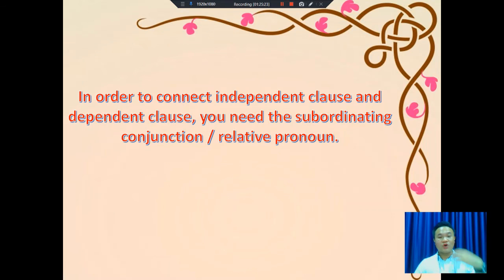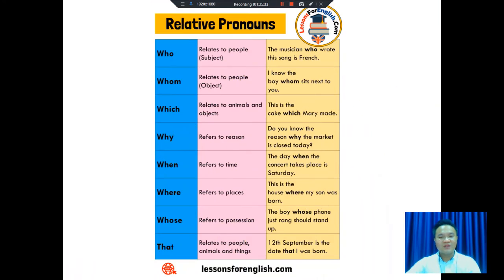So in order to connect an independent clause and a dependent clause, you need a subordinating conjunction or relative pronoun. Let's look at what a relative pronoun is. Basically, a relative pronoun, you can see here, is a WH question word. So you can spend some time to read all these relative pronouns and what purpose they are used for. And then at the back here, you can see the ones in yellow. These are all complex sentences. This is the way we form a complex sentence.